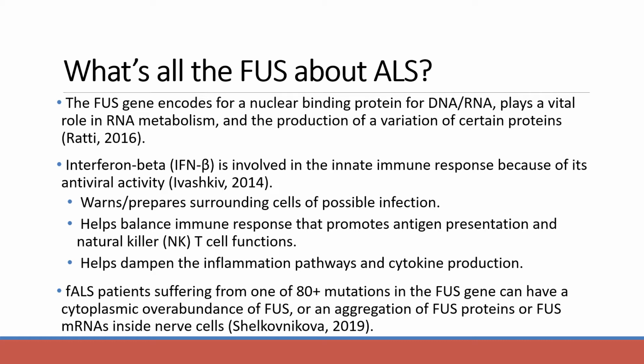Familial ALS patients suffering from one of 80+ mutations in the FUS gene can have a cytoplasmic overabundance of FUS, or an aggregation of FUS proteins or FUS mRNA inside nerve cells.